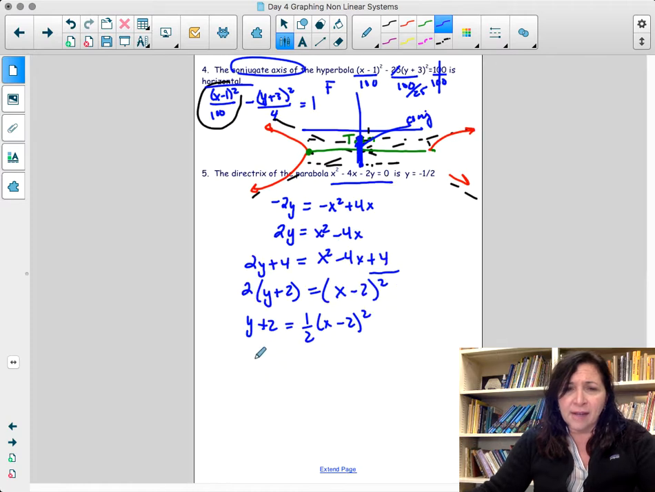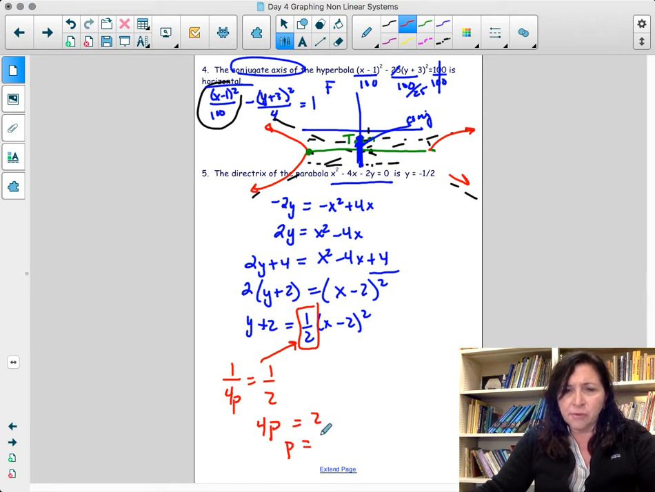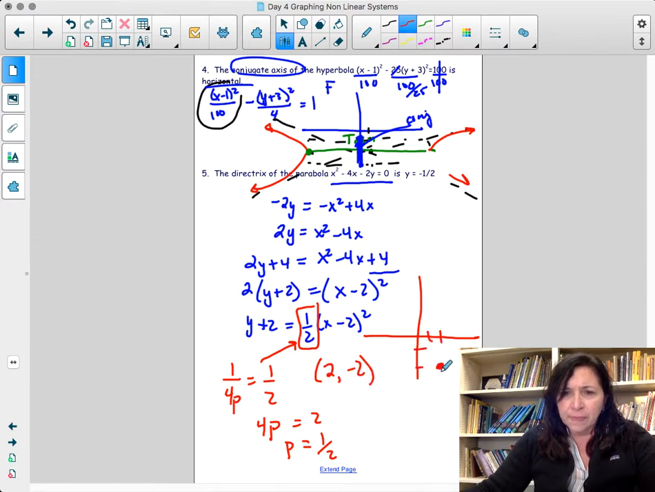And the reason that I did that is because my a value, which is this value right here, a is equal to 1 over 4p. And so I'm going to set that equal to 1/2. I'm going to cross multiply. 4p equals 2. So p is equal to 2 over 4, which is 1/2. So if I were graphing this equation right here, I see that my vertex is going to be at x, y. So it's going to be at 2, comma, negative 2. So over 2, negative 2.